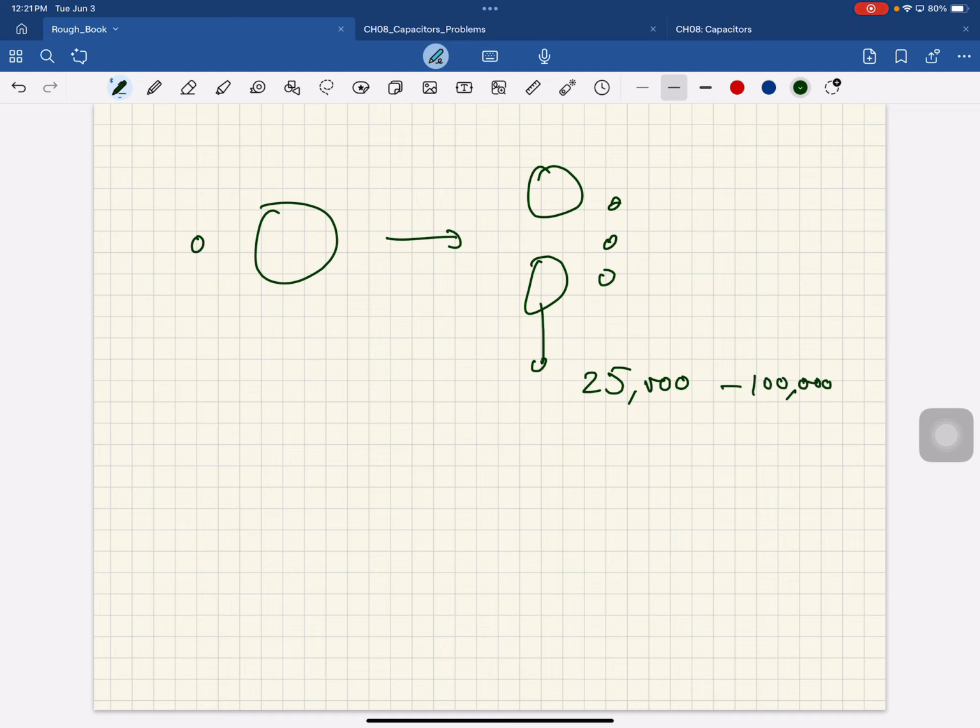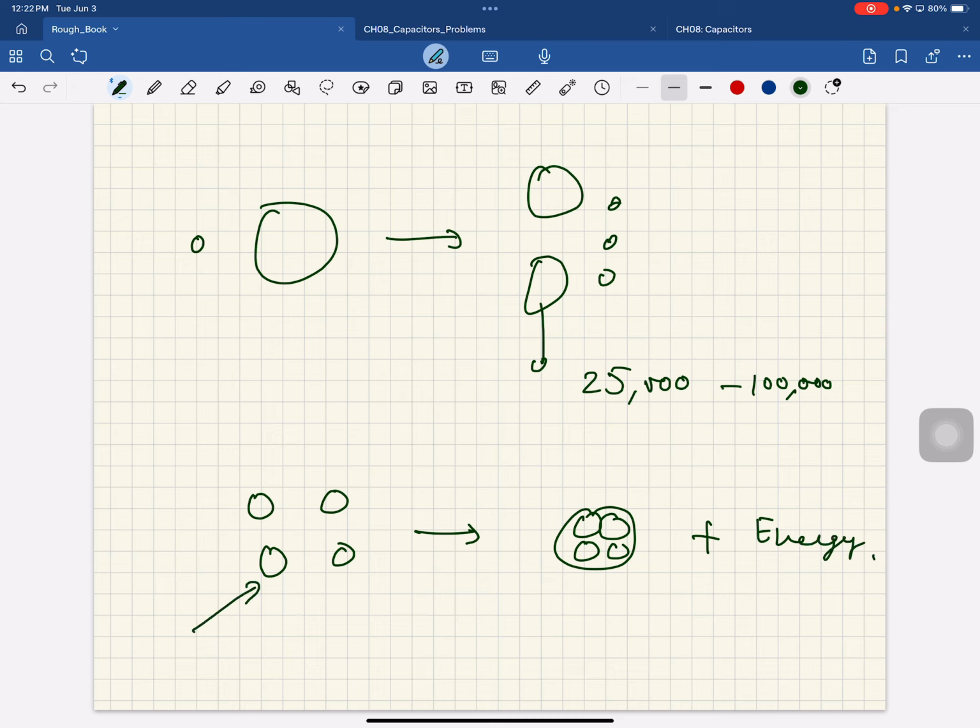Yep. With fusion, nothing is radioactive. And also, this is limited supply. This is not limited at all.